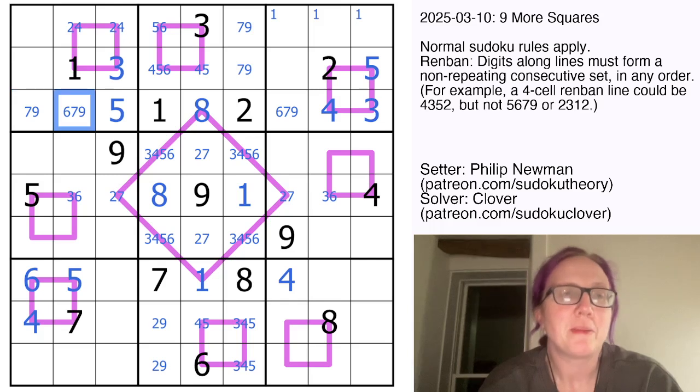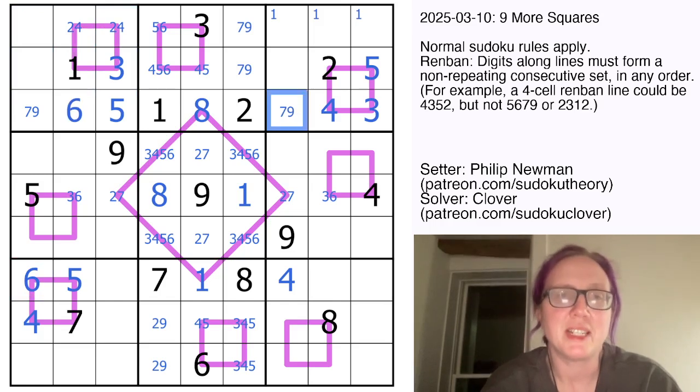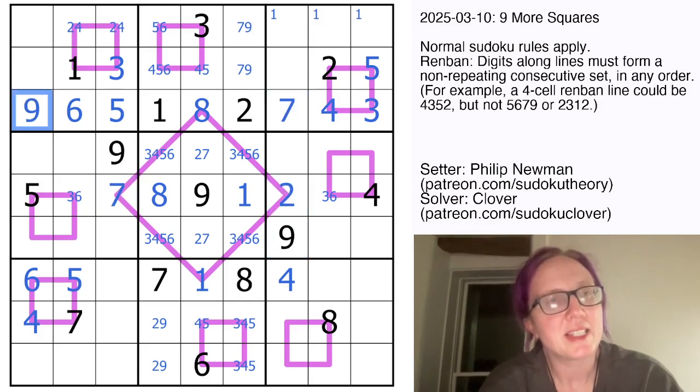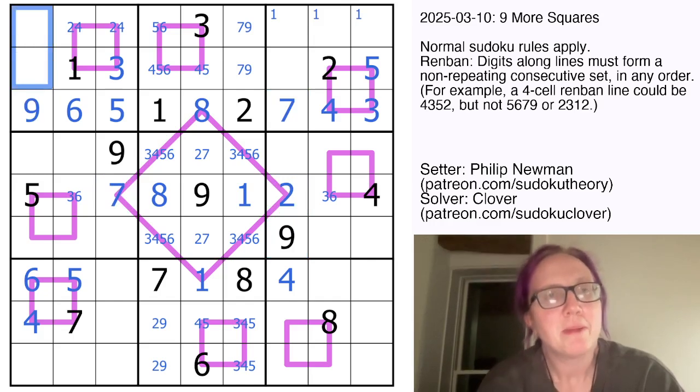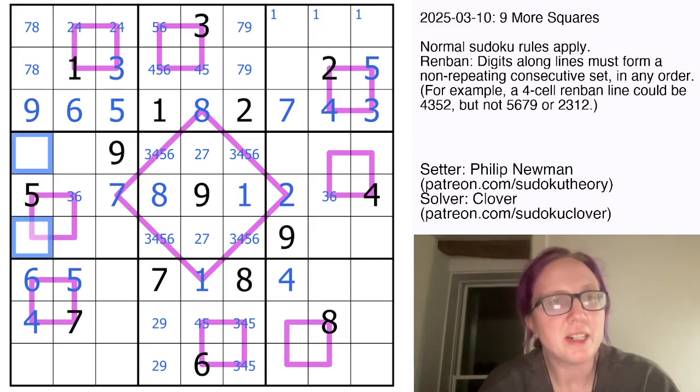In fact, the only position for 6 in this region, because of the 6 right here in region 7, is going to be right there. This can't be a 9 because there's a 9 there. That makes that a 7, which resolves the 2, 7. And this is now a 9. Now up here we need 7 and 8. And down here we need 1, 2, and 3 to finish the column.